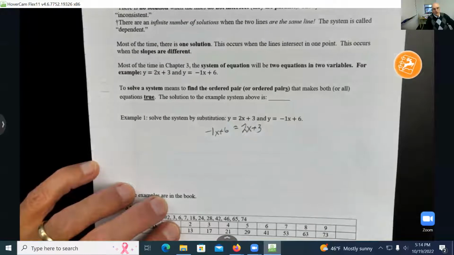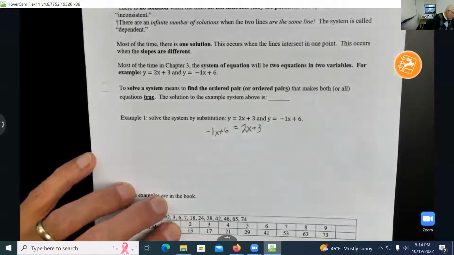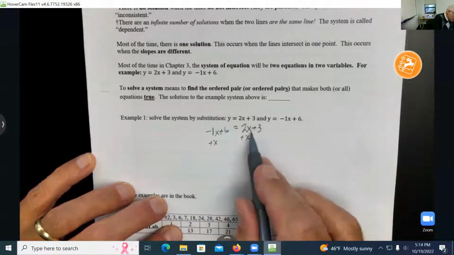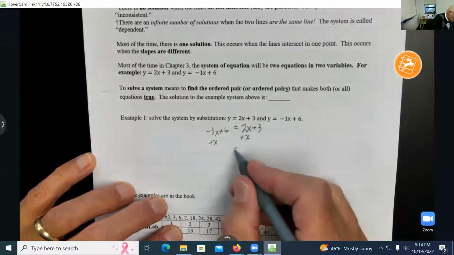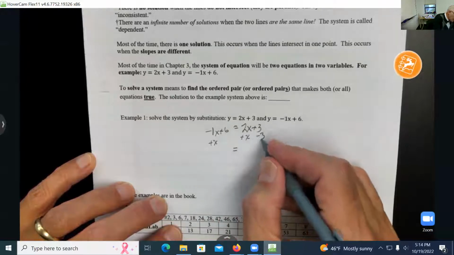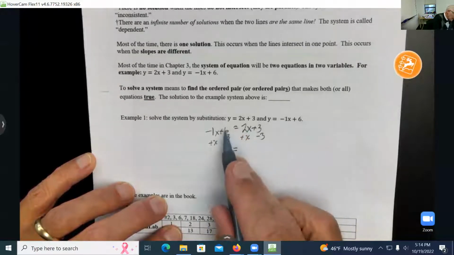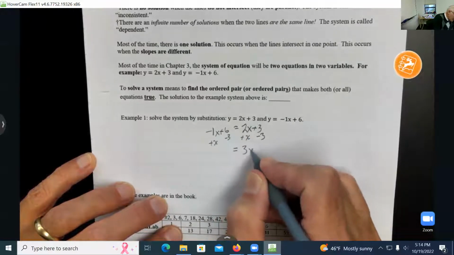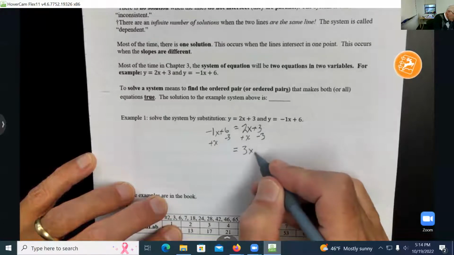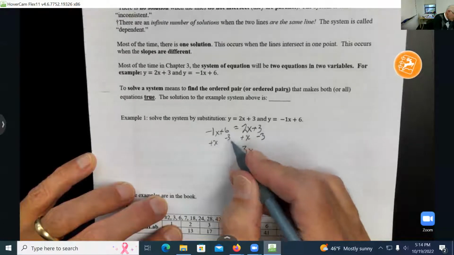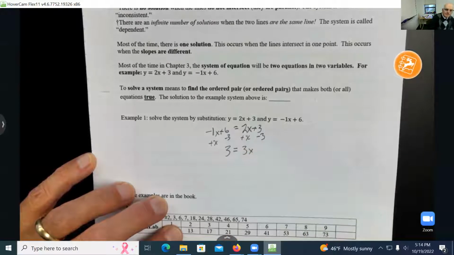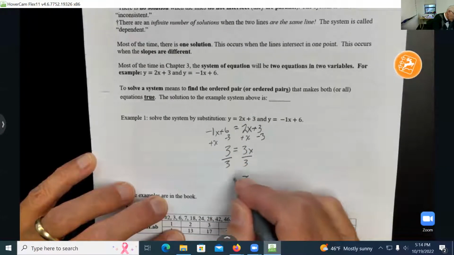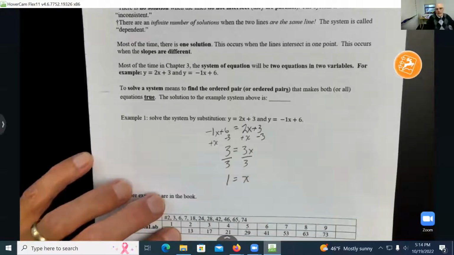Notice that I have only one variable now, so I need to solve for x. I'm going to add 1x to both sides of the equation, which will bring the x's to the right-hand side of the equal sign. And I'm going to subtract 3, and I'm going to have my constants on the left-hand side. On the right-hand side, I have 3x plus 0, which is 3x. And over here, we have 6 minus 3, which is 3. Then I just have one more step of algebra, divide both sides by 3, and I get x equals 1.